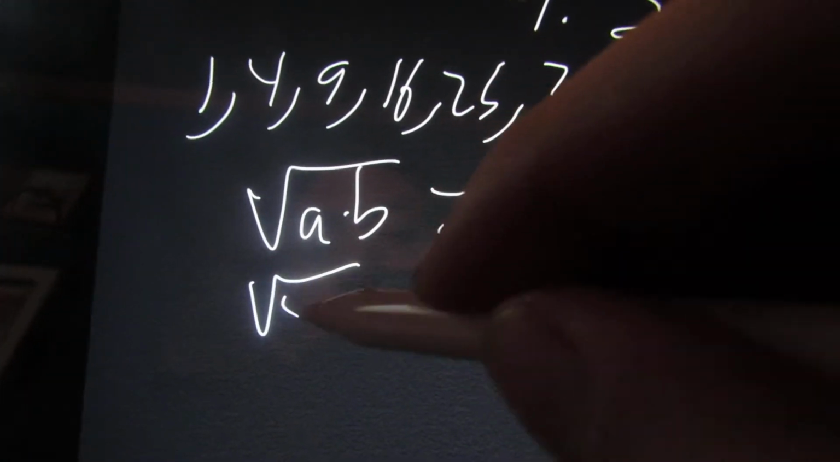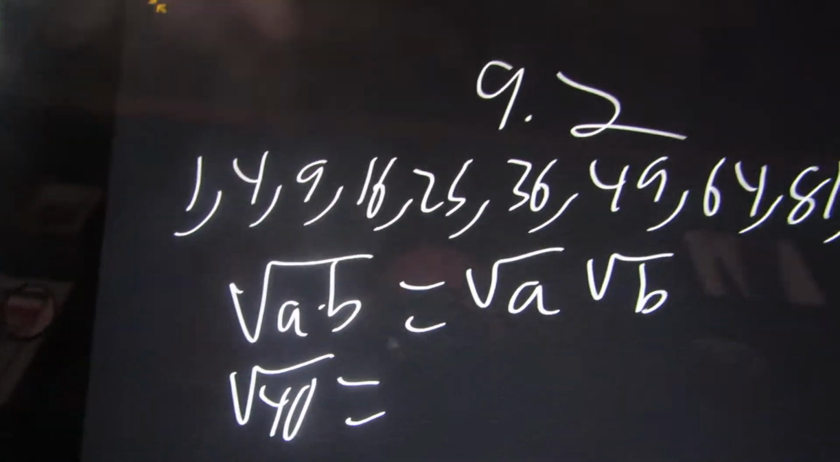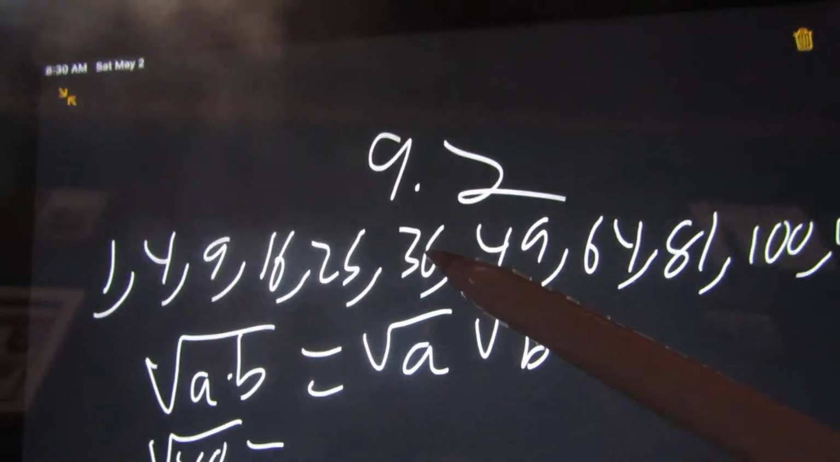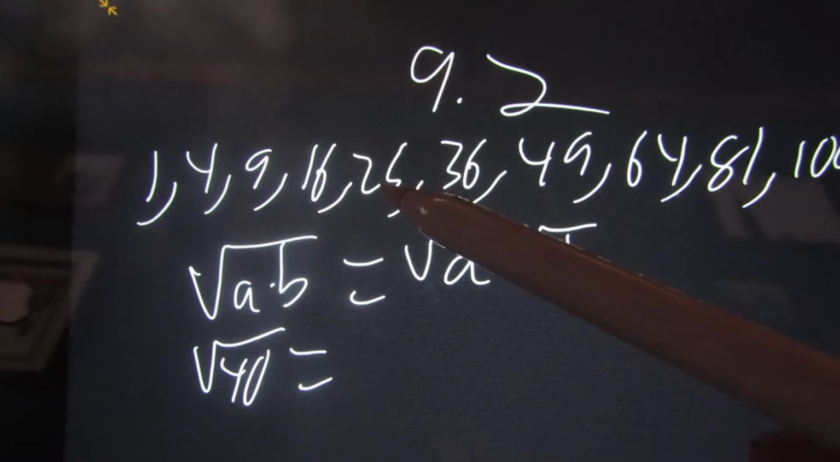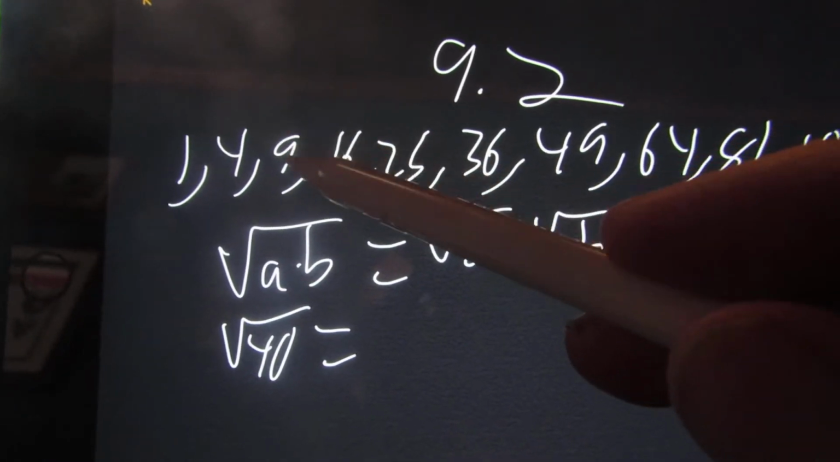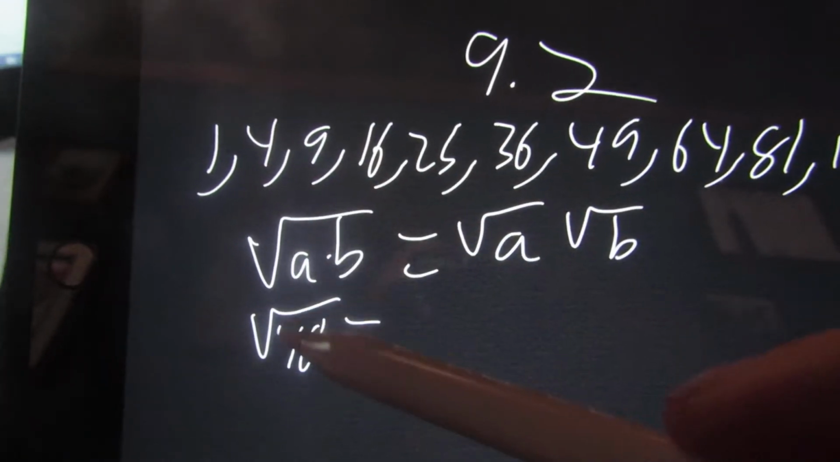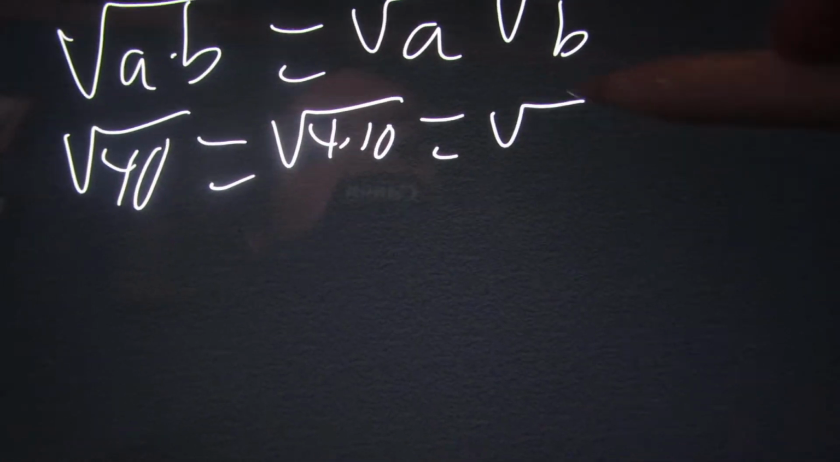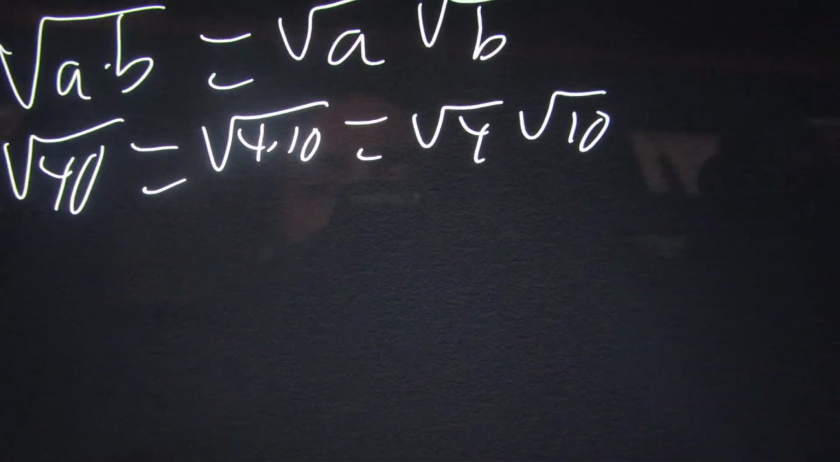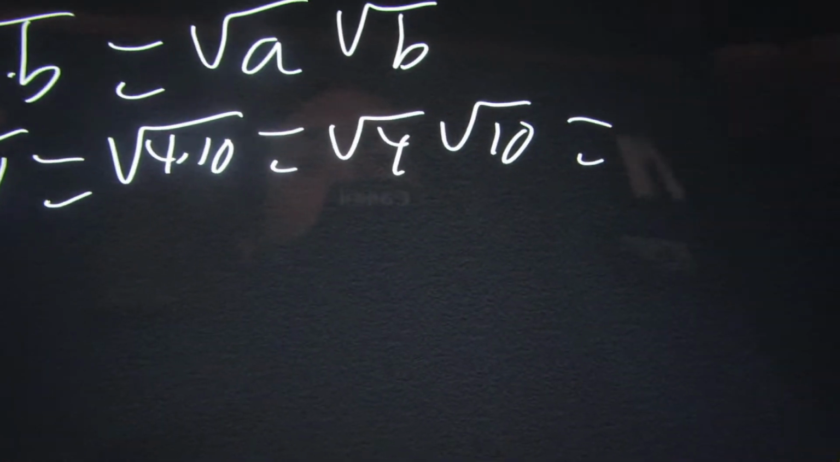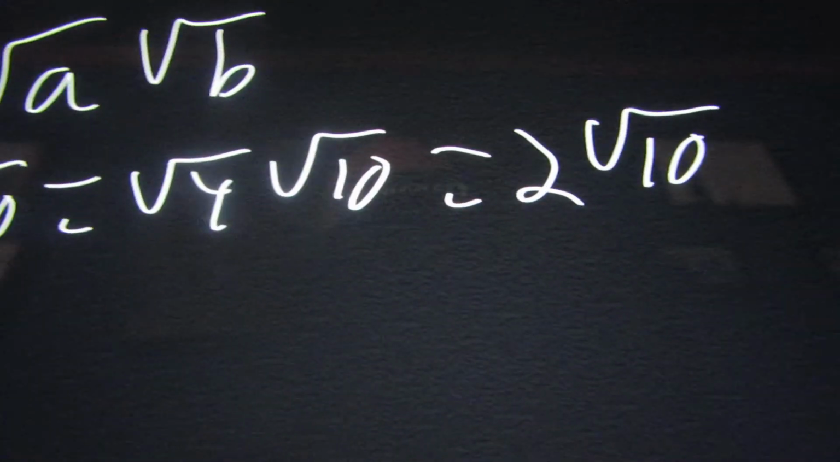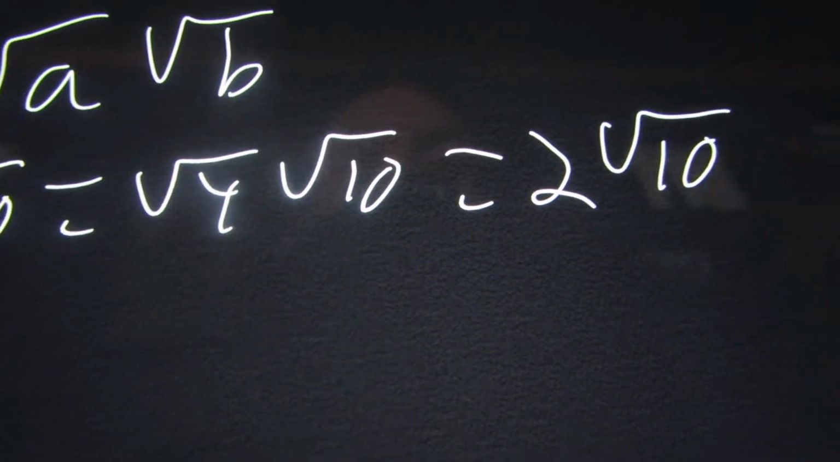So let's say we have the square root of 40. And what we're going to do is go backwards from 40 here. So 36 will not go into 40, 25 won't, 16 won't, 9 won't, but 4 will. 4 will go into 40 10 times. So we can rewrite this as the square root of 4 times 10, or the square root of 4 times the square root of 10. We can take the square root of 4, which is 2, and we keep the square root of 10. So our answer here would be 2 square root of 10.